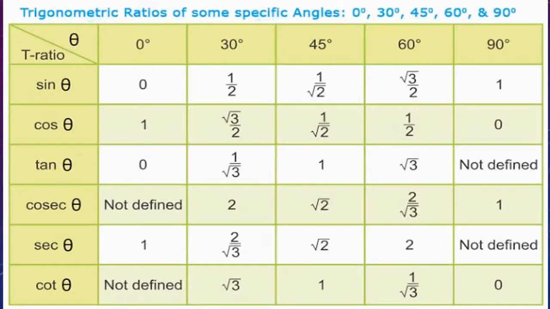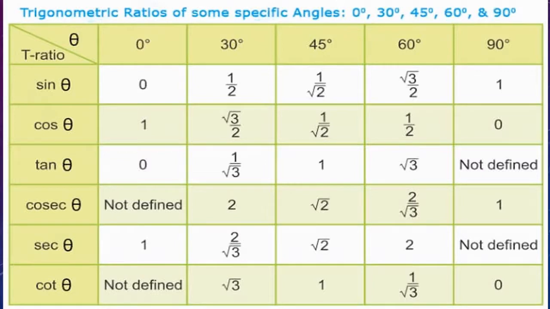Now next are the values of cosec theta. So to find the values of cosec theta, we are going to take the inverse of sin theta, because cosec theta is the multiplicative inverse of sin theta. So cosec theta is equal to 1 upon sin theta. Now cosec 0 degree is equal to 1 upon sin 0 degree, which is not defined.